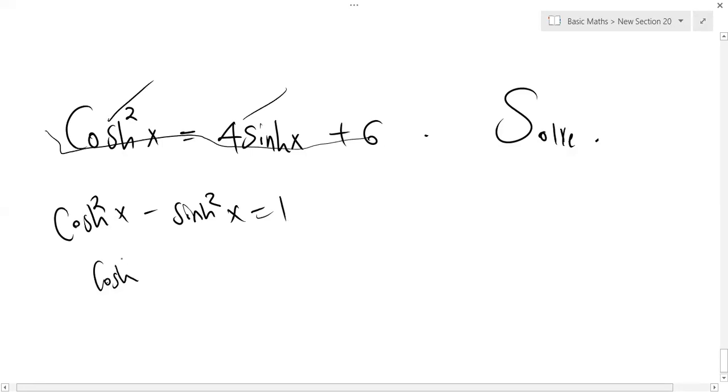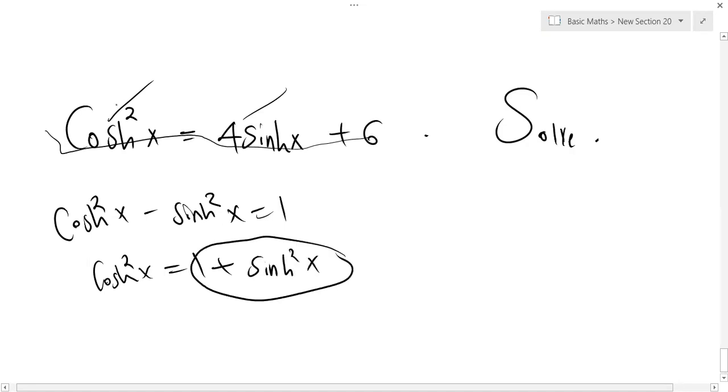So cosh squared x is equal to 1 plus sinh squared x. I'm going to take this and replace it here, so that we'll have 1 plus sinh squared x is equal to 4 sinh x plus 6.